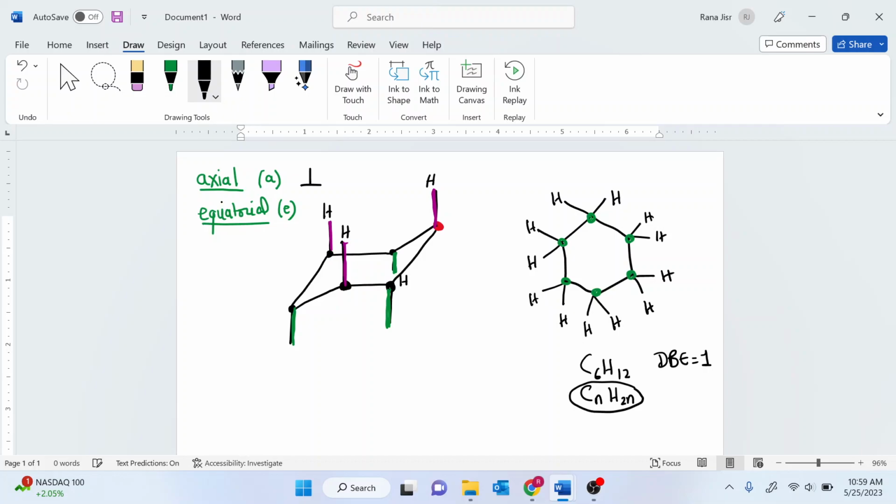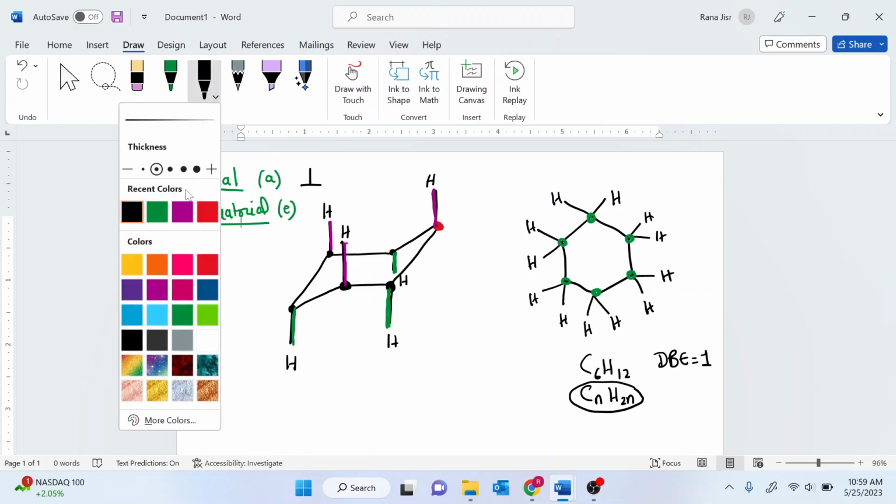I'm drawing here a non-substituted cyclohexane. So far I've drawn 6 of the hydrogens from the 12. Let's go ahead and draw the other 6. Every carbon has 2 hydrogens. So now the equatorial line. The equatorial line is opposite to the axial. It's a tilted line. So if the axial is up, then the equatorial definitely it's going to be down.